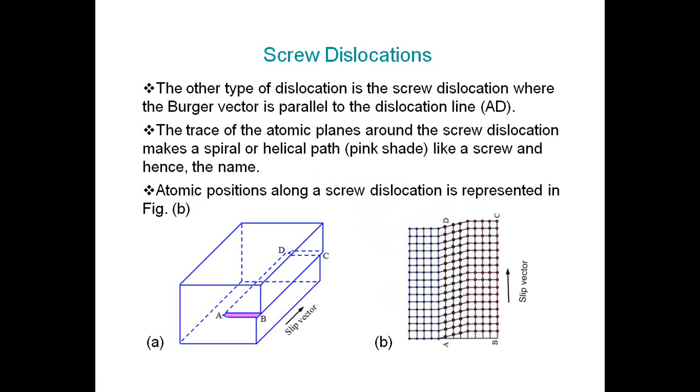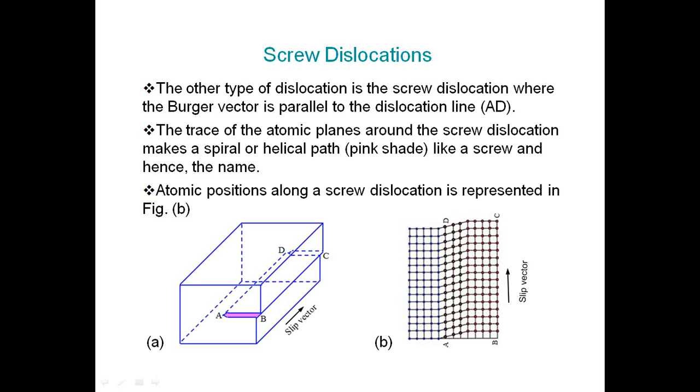So the next one is the screw dislocation. The screw dislocation is one other type of dislocation. In this, the Burgers vector is parallel to the dislocation line. See here, this is the Burgers vector. The Burgers vector is always parallel to the dislocation line. The dislocation is in this line, and the Burgers vector is also in this direction. But in the edge dislocation, the Burgers vector is always perpendicular to the dislocation line, right? So that is the difference here.